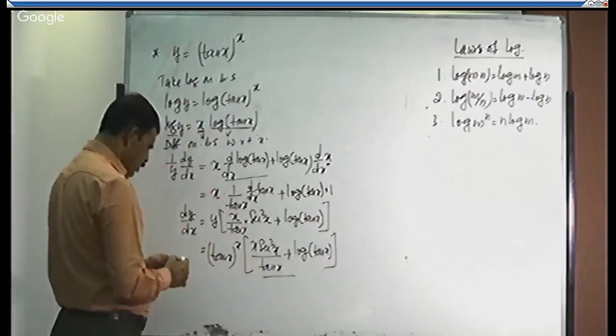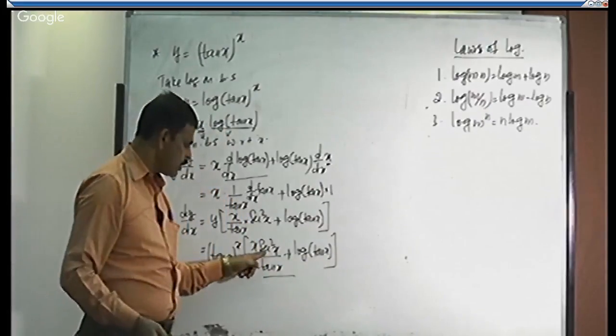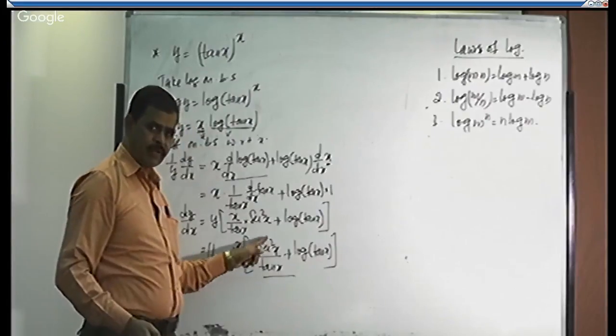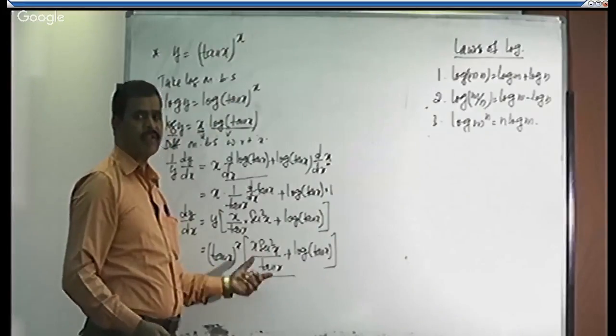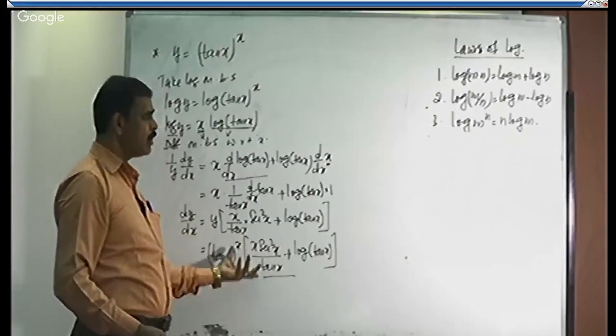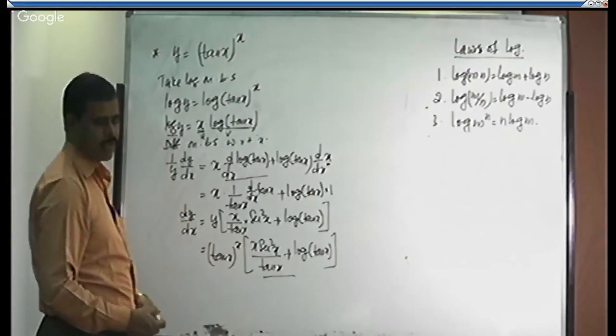If you want, you can further simplify here. You can take secant square as 1 by cos square, and tan as sin by cos, which get cancelled. In that way, you can simplify it. Otherwise, you can write it as it is. Okay.